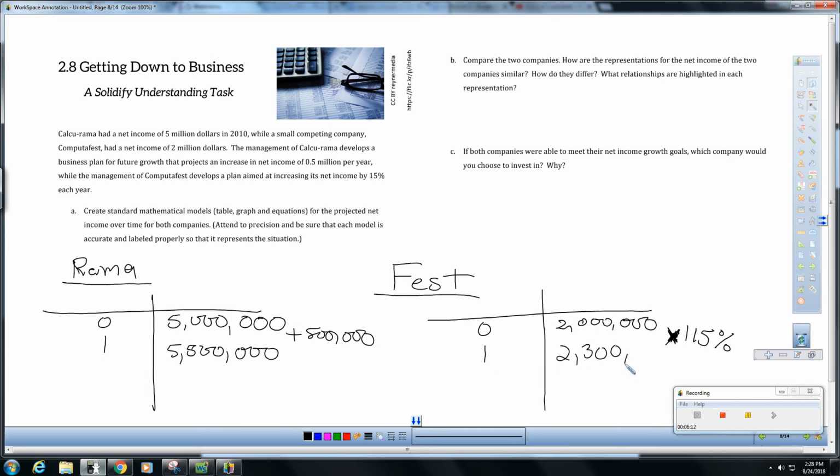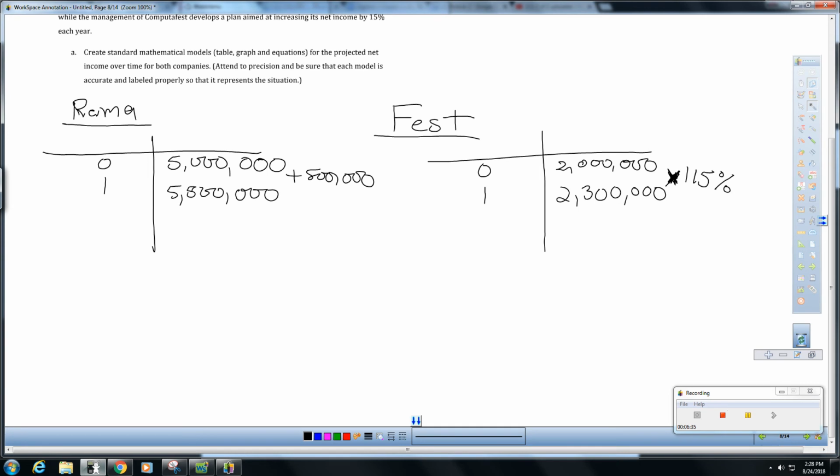So once again, the average student would be like, oh, I'd rather invest in Calculorama. Okay, look, after a year, they've got even faster growth, and they already had more to begin with. So I want Calculorama. But before we get into anything more specific, let's start talking about their formulas. So hopefully you're getting better at predicting the formula. This is going up by 500,000 every time. That means it is linear growth.